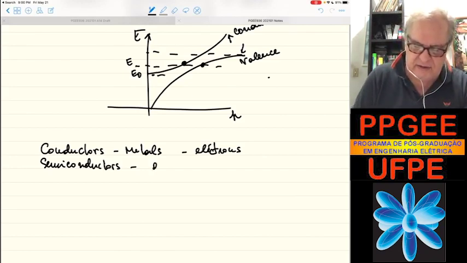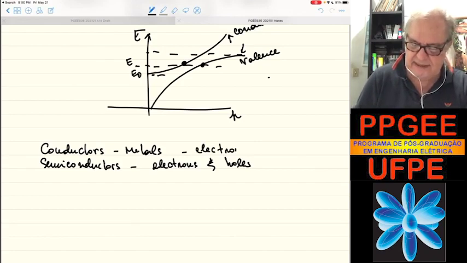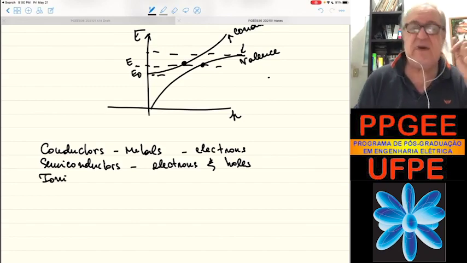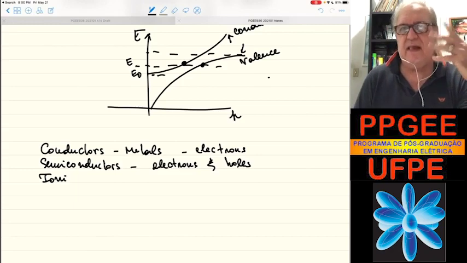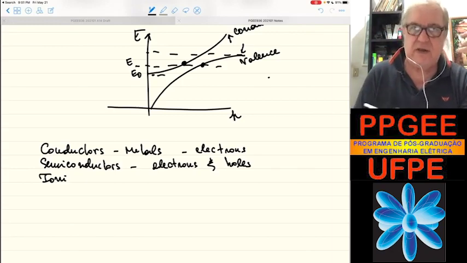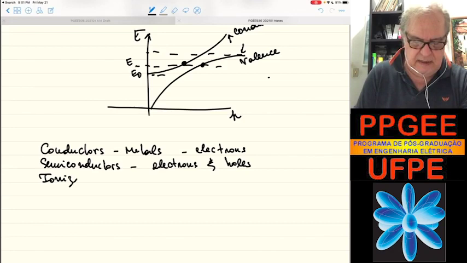So you have electrons and holes. Okay, let me just, I put a Brazilian accent here, I'm sorry about that, electrons, no accents, okay? And also you can have ionized gases. The quantities that represent transport in conductive media can also represent what happens in an ionized gas.